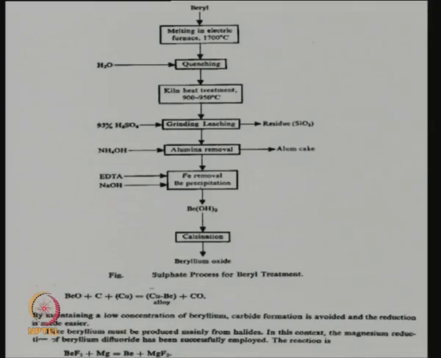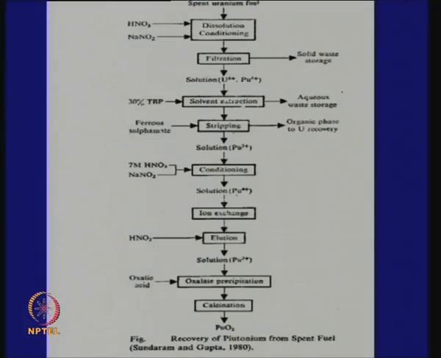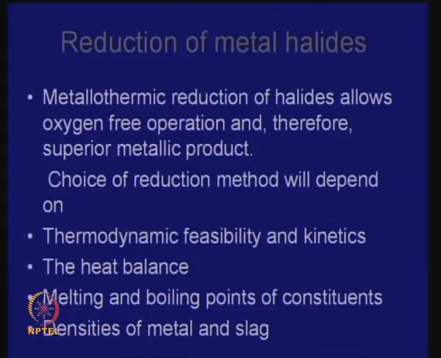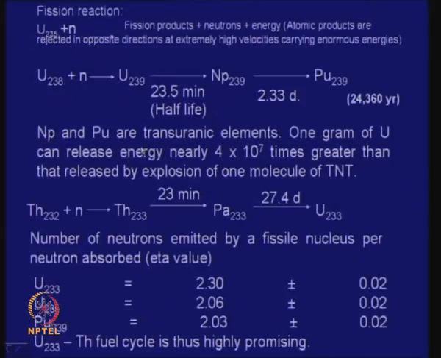Now, we will come to production of beryllium. Now, beryl, let me tell you what beryl is. This is beryl, 3BeO Al2O3 6SiO2. Beryl is a very interesting mineral, and sometimes hexagonal crystals of this beryl are also found in the mines.